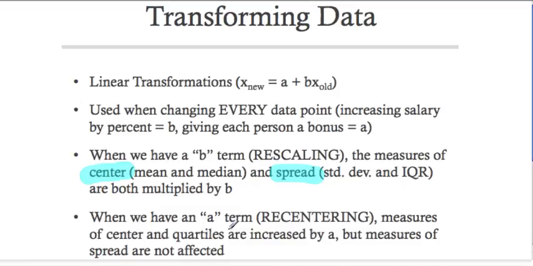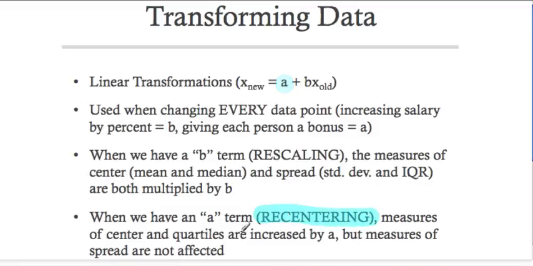So that was like when we multiplied test scores by 20. The mean got multiplied by 20, the median would have gotten multiplied by 20, the standard deviation got multiplied by 20, the IQR would have been multiplied by 20, all of them. Multiplying affects everything. When we have an A term, when we have an added constant, that's called recentering.